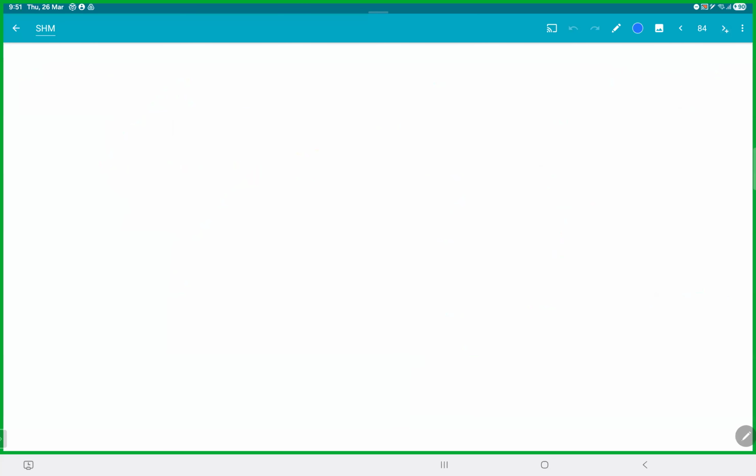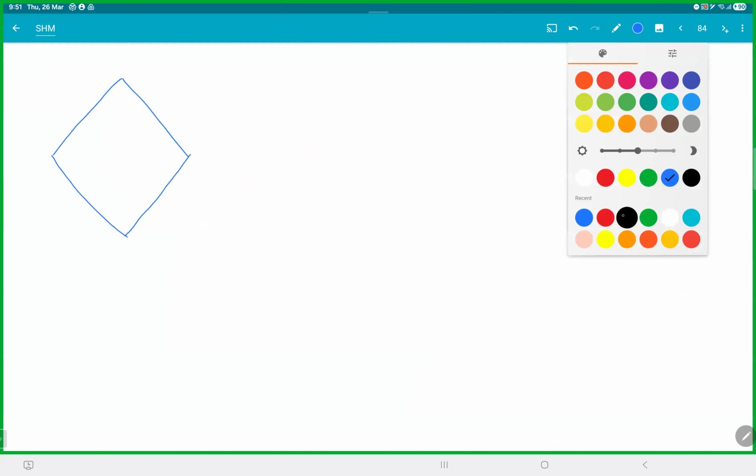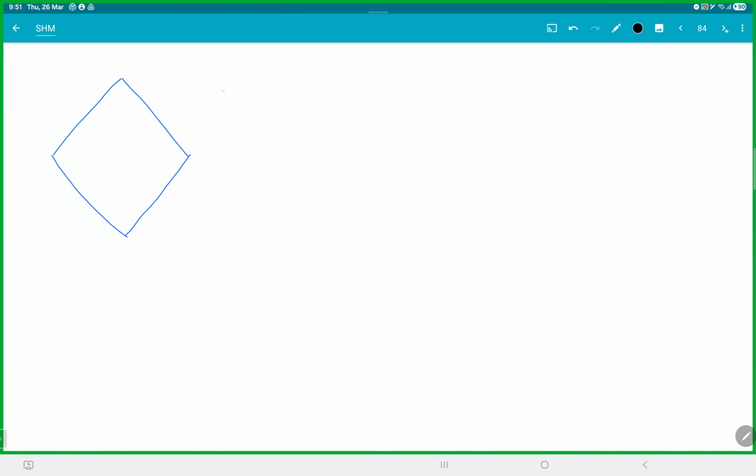Let's see. This is a bit of geometry, everyone. So this is a rhombus. Let's say this whole distance here is your y. This is your x. This is theta. This is L. So this is L cos theta. This is L sin theta.